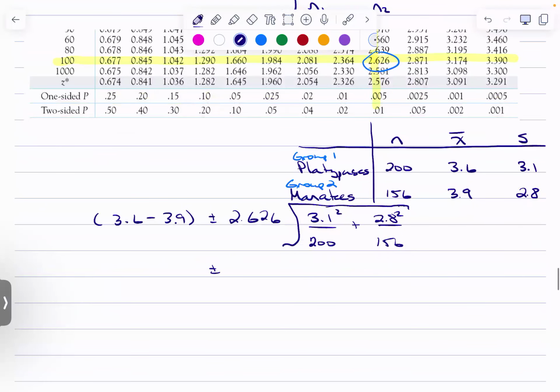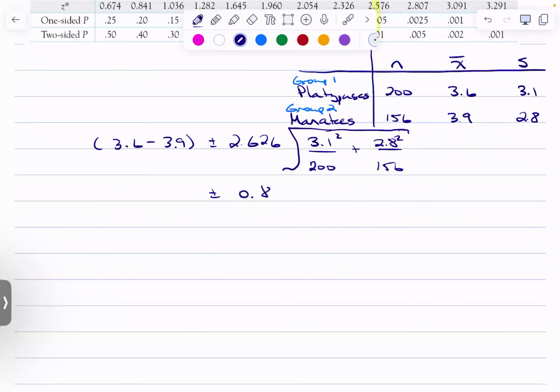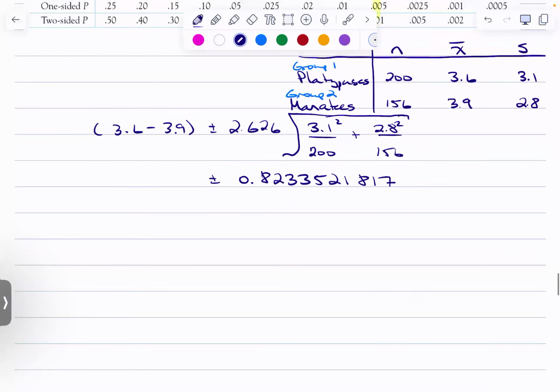I get a margin of error of 0.8233521817. Negative 0.3 minus that puts me at negative 1.123 to 3 decimal places, up to negative 0.3 plus that, 0.523 to 3 decimal places.